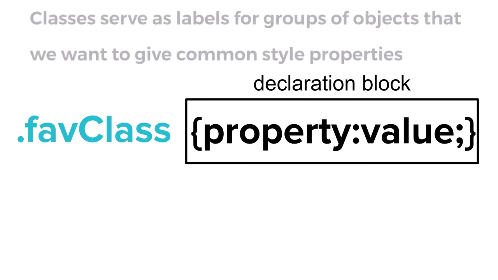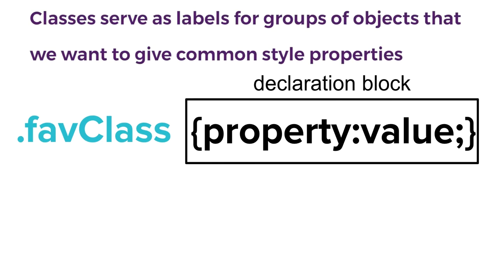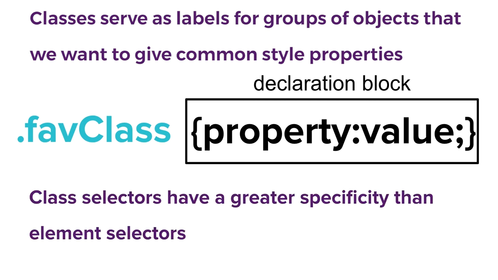The purpose of a class is to create a label for a group of elements. For example, in a class selector, we would want to label multiple things, a general group of things that we want to style. This means that class selectors have a greater specificity than element selectors. We're not just saying, hey, change all of the header ones. We're saying, hey, change this specific group of objects and elements in our code.